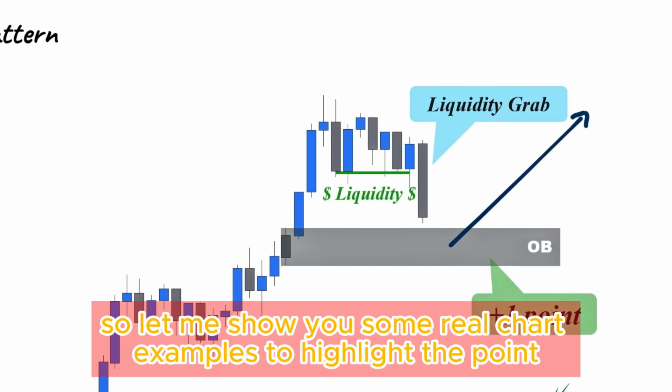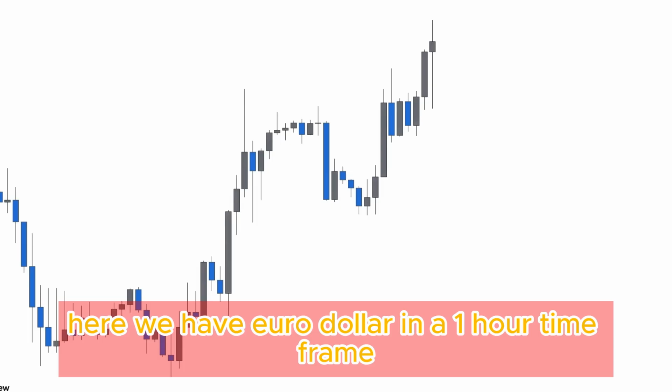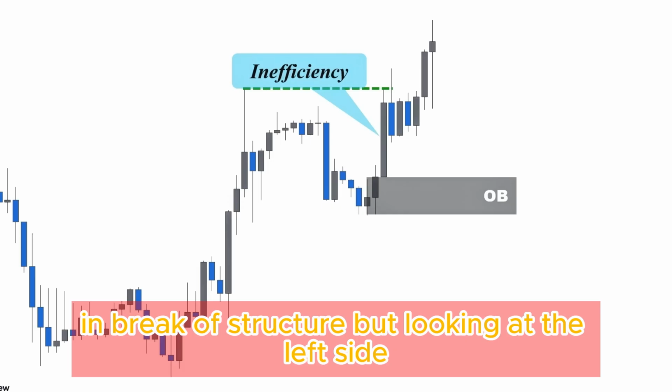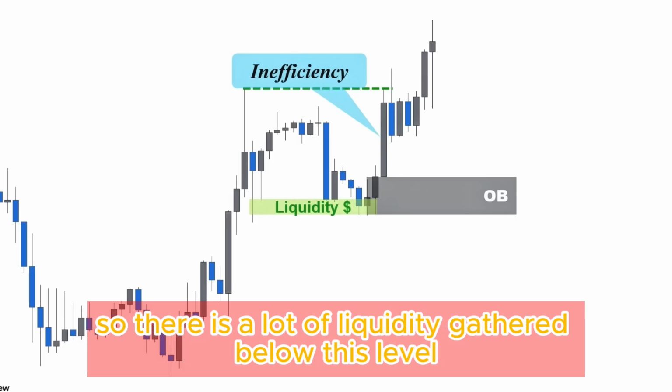So let me show you some real chart examples to highlight the point. Here we have euro-dollar in a 1-hour time frame. We can spot this valid order block that created inefficiency and break of structure. But looking at the left side, we can spot the support that rejected the price multiple times. So, there is a lot of liquidity gathered below this level.